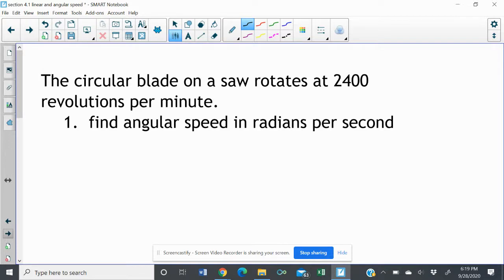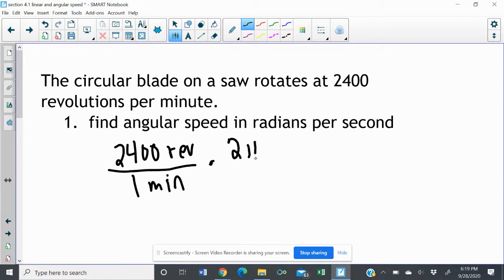All right, so let's take a look. The circular blade on the saw rotates at 2,400 revolutions for 1 minute. They want to find the angular speed in radians per second. All right, so we need to change the revolution to radians. So that means I'm going to multiply by 2 pi radians, and that's the same as 1 revolution. I'm multiplying by 1, so I'm okay to do that.